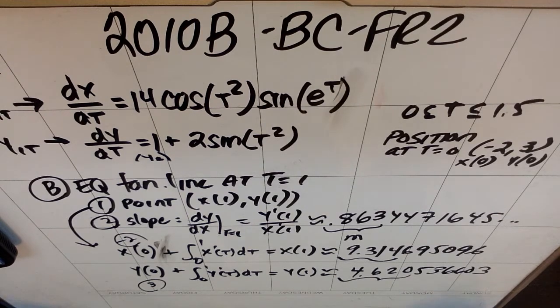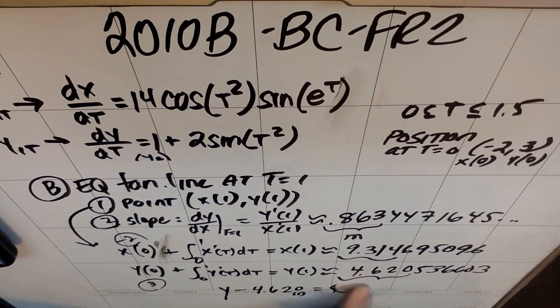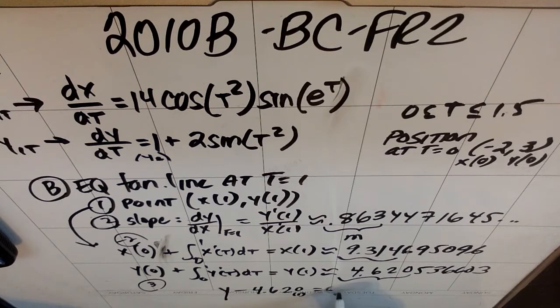So what's going to happen is that when I write the equation for my tangent line, it's going to be y minus the y value, which is this 4.620 or 1, right, equals m, which is 0.863, right, x minus the x value, which is the 9.314 or 5.